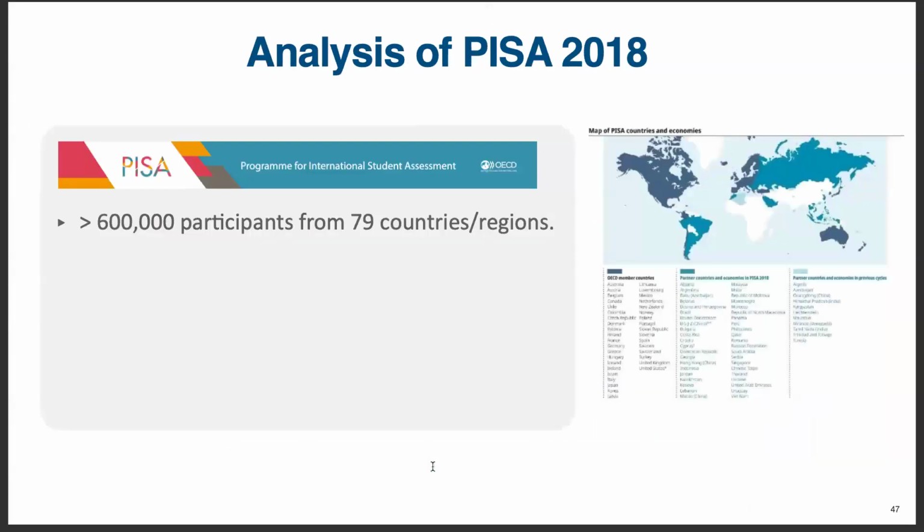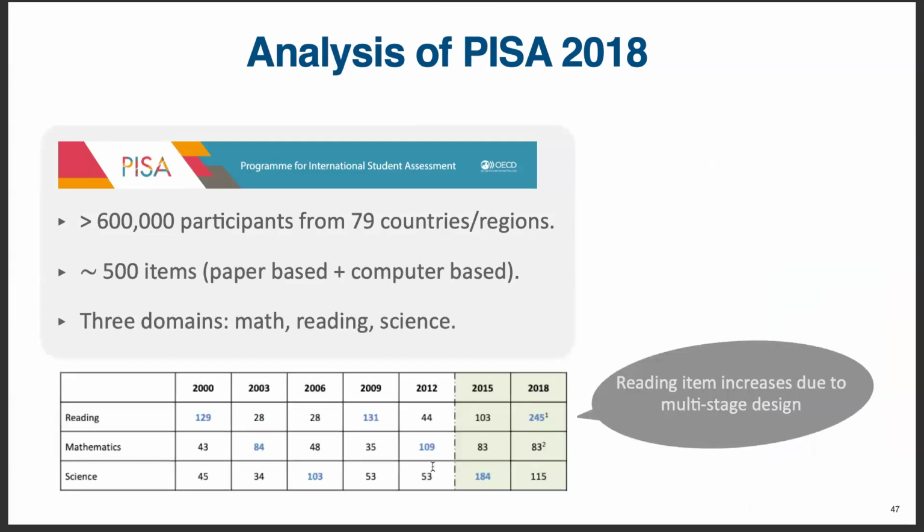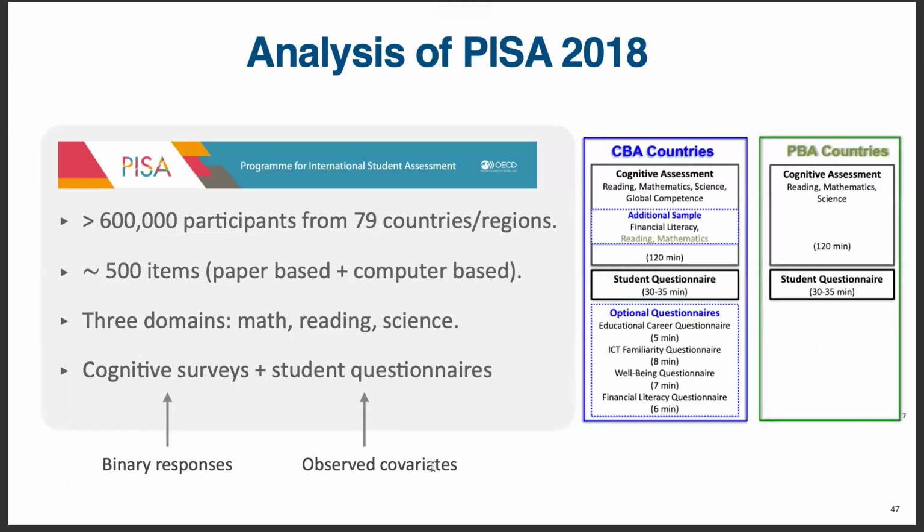Next we talk about the application setting of this PISA data. As mentioned, it involves 600,000 participants from about 80 countries and 500 items, and it has 3 components: reading, mathematics, and science. So very naturally here we choose the 3-factor latent factor analysis model, each corresponding to one component. Of course, we also collect some information about these individuals.